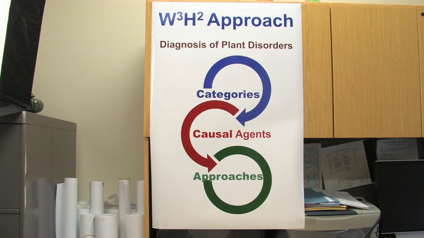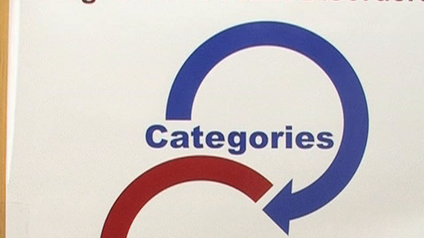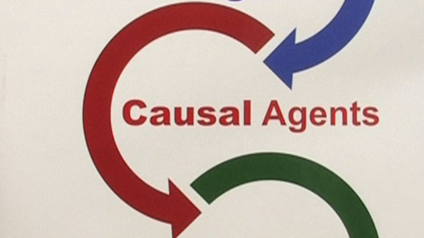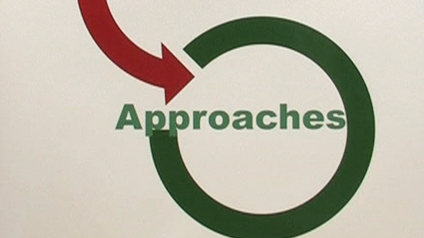In using the concept of W3H2, the diagnosis process is separated into what Sanogo calls 3 orbits. The first orbit is to categorize the disorder. The second orbit is to determine the causal agent. So in this case, we cover pretty much all possible causes of disorders. They can be the so-called biotic, meaning they are caused by living organisms, or they can be abiotic, meaning they are caused by non-living. The third orbit is to determine which approach needs to be taken.